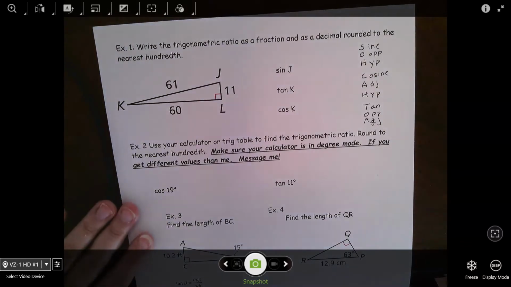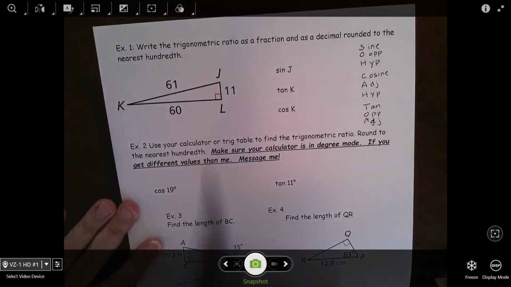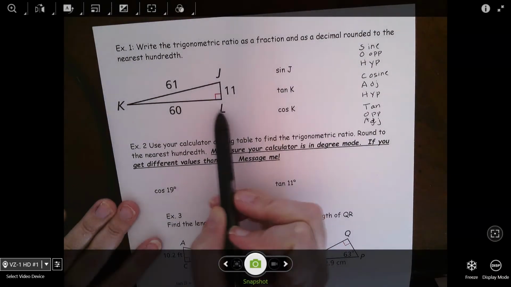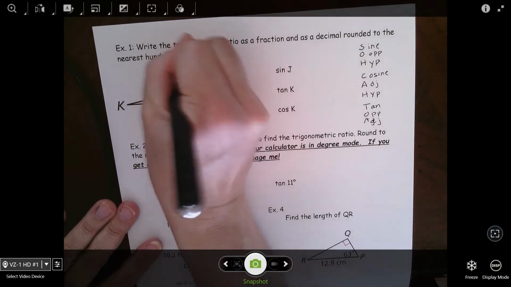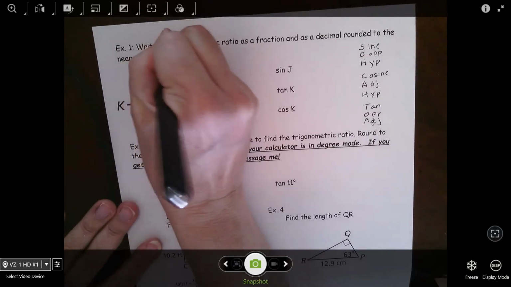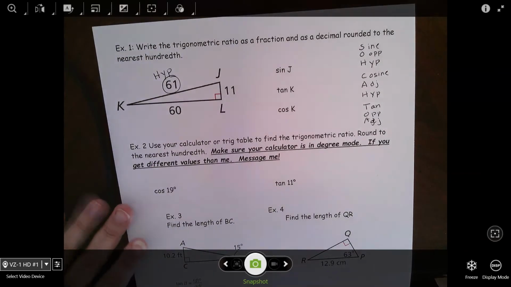Now, the first thing I always do is identify your hypotenuse. So let's find the right angle. Here's angle L, so I'm going to go across. This is my hypotenuse. Also remember your hypotenuse is always your longest side.